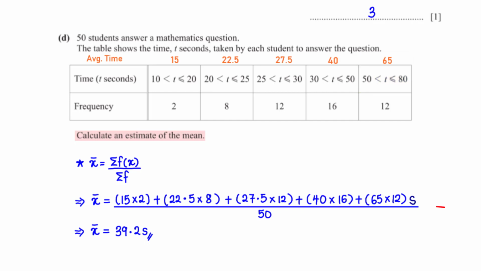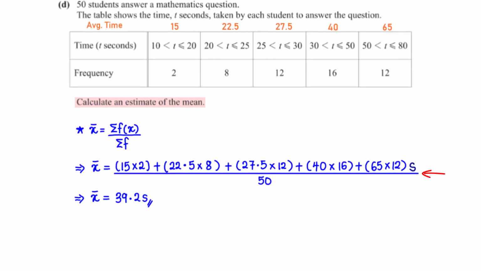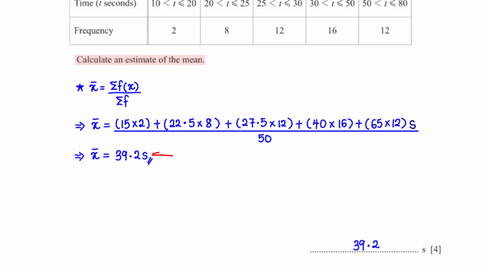So for sigma f of x, we have 15 times 2 plus 22.5 times 8 plus 27.5 times 12 plus 40 times 16 plus 65 times 12, divided by 50. When we type this into the calculator, we get 39.2 seconds.